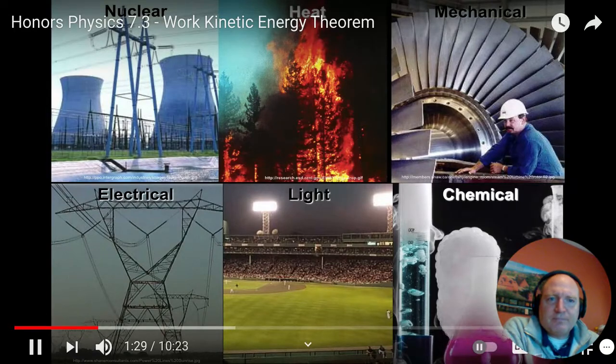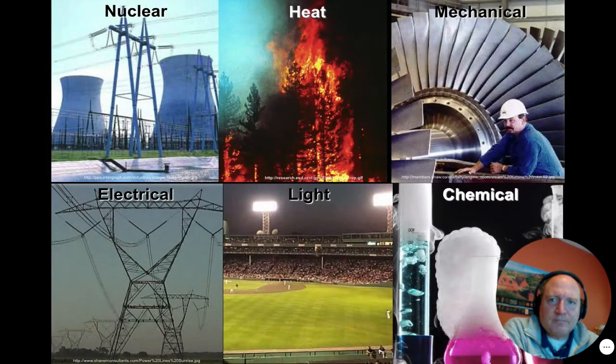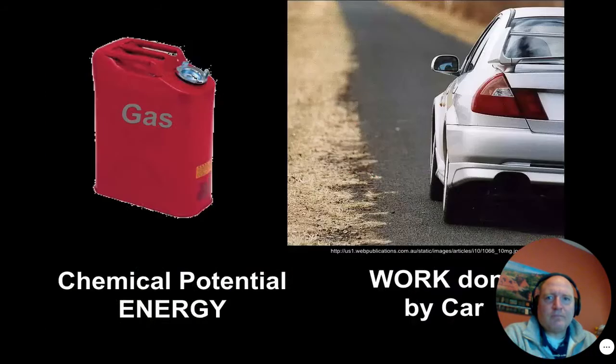Make sure you write these 6 down. The types of energy that we're going to be talking about in this unit are mechanical energy. So all the types of energy that we're going to be dealing with, specifically kinetic energy today, is a mechanical energy. Let's go over some examples of how energy can be converted into different forms and do work.